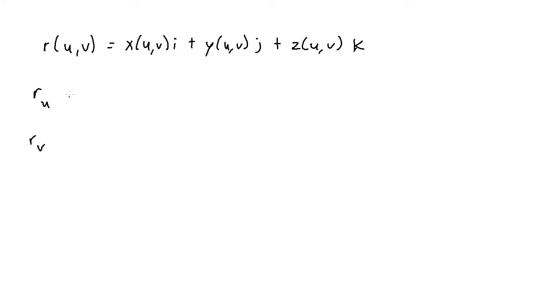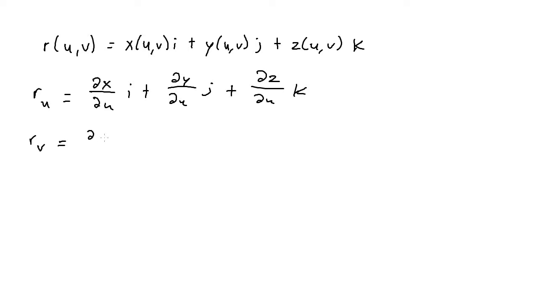So the formula for r sub u is going to be the partial derivative of the x equation with respect to u times i, plus the partial derivative of the y equation with respect to u times j, plus the partial derivative of the z equation with respect to u times k. So we're basically going to take the partial derivative of each component with respect to u. And for v, it's the same process. We're going to take the partial derivative of x with respect to v times i, plus the partial derivative of y with respect to v times j, and then plus the partial derivative of the z equation with respect to v times k.